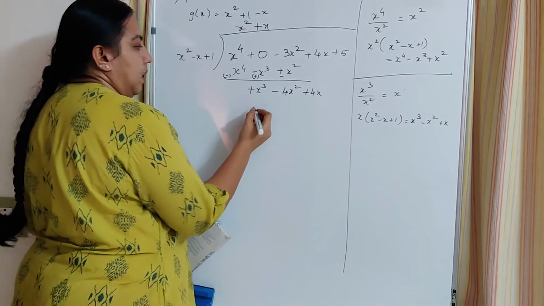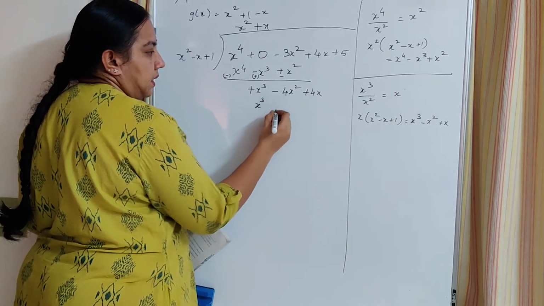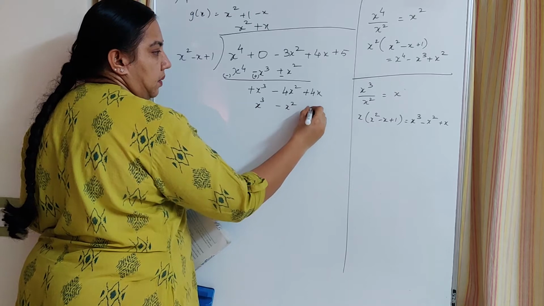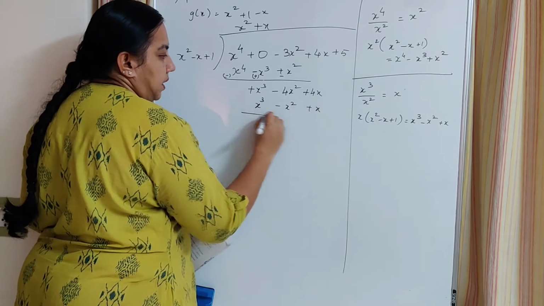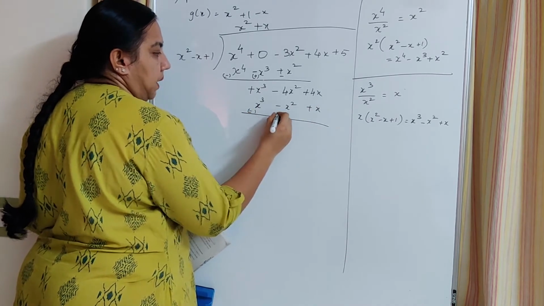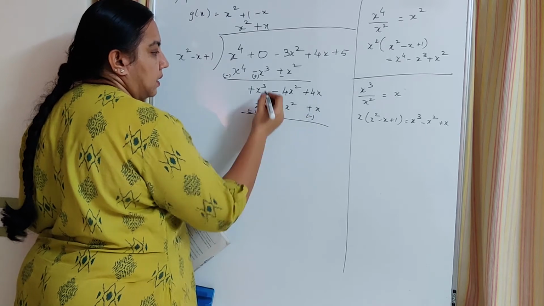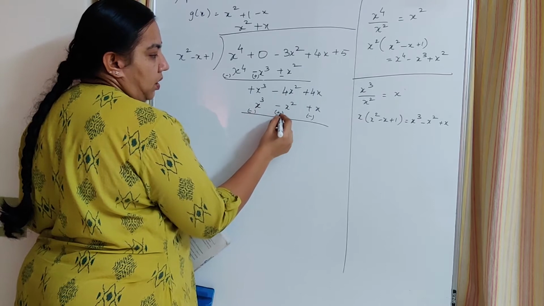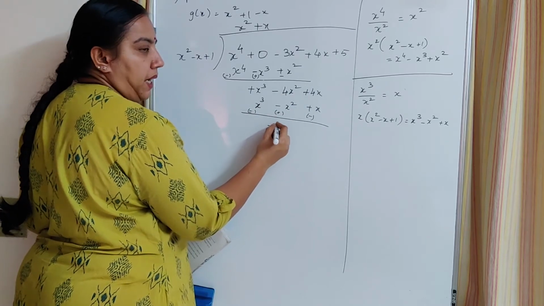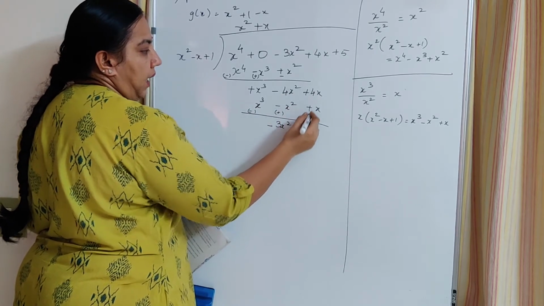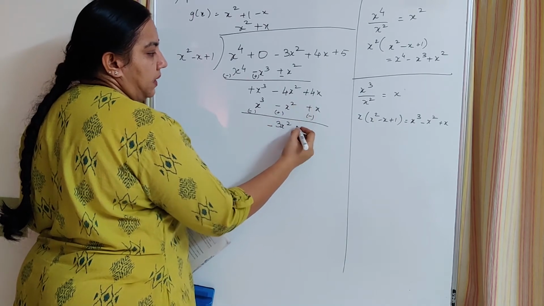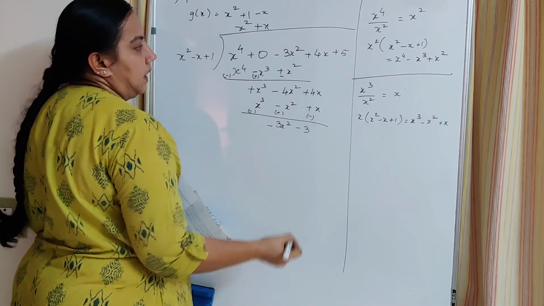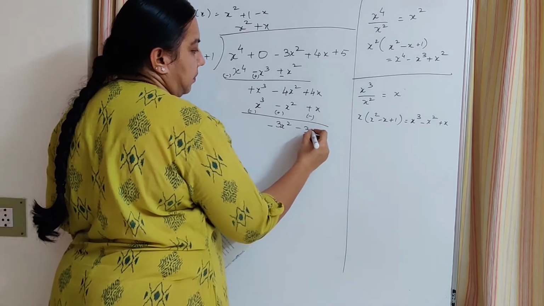Write it properly along with the degrees. Minus x square plus x. As it is subtraction, I am changing the symbols. So this term gets cancelled. The remaining minus 4 plus 1, so it becomes minus 3x square. And this term plus 4 minus 1, so minus 3. And I am bringing the next term.